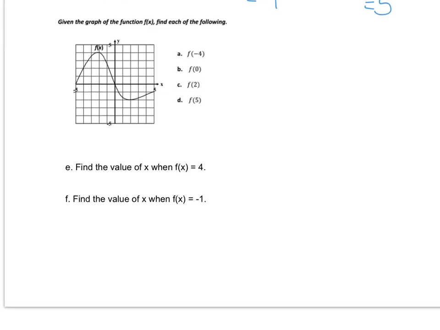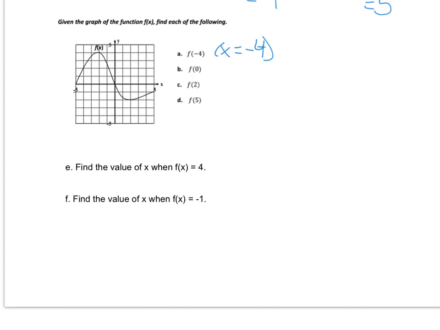Okay? They gave us a graph here, and they'll often call a graph f of x. That's the graph of the function. And they want us to find various values. Okay? We don't have an equation here. We have a graph. So A tells us to find f of negative 4. So what have they told me there? They've told me that x is negative 4, right? So they want the function value when x is negative 4.